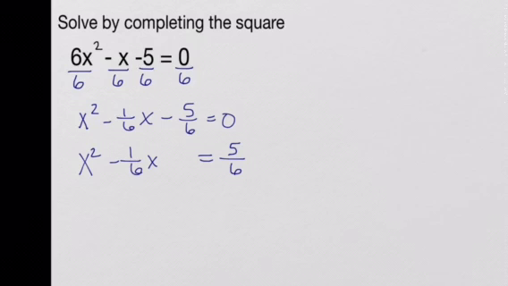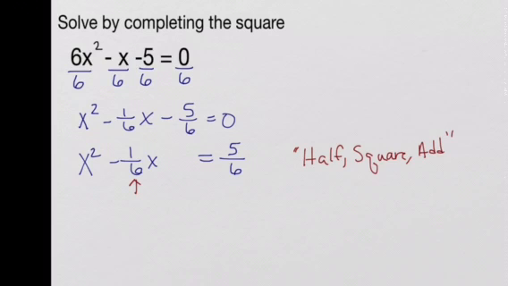Now the next step in completing the square will be to use step number 3 from our notes, which was half, square, add. So we're going to take the number that is in front of x, we're going to half it, square it, and add it to both sides.